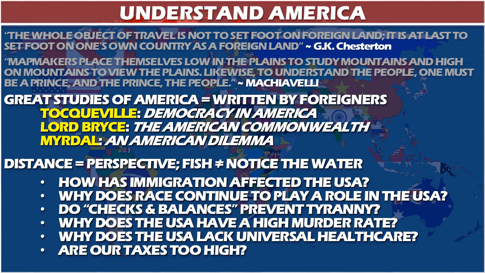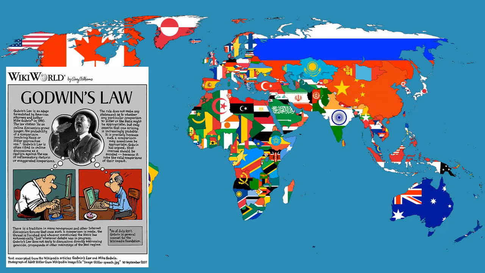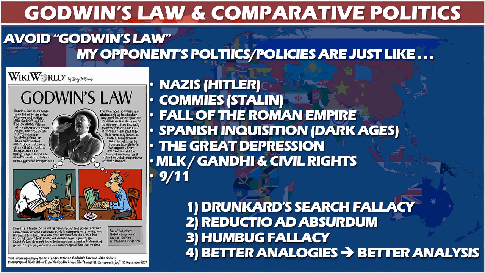Do checks and balances prevent tyranny? According to the founders, they do, but that might not be the case. And I think you need to look at other countries to understand that. If you want to understand why we have a relatively high murder rate, a high crime rate, why we incarcerate so many people, you really need to look at the criminal justice systems around the world. And on questions about taxes and healthcare, you really get a better perspective if you look at the politics in other countries.